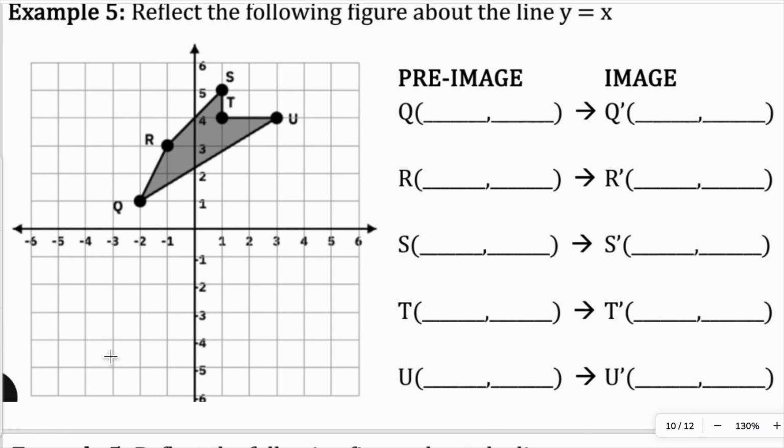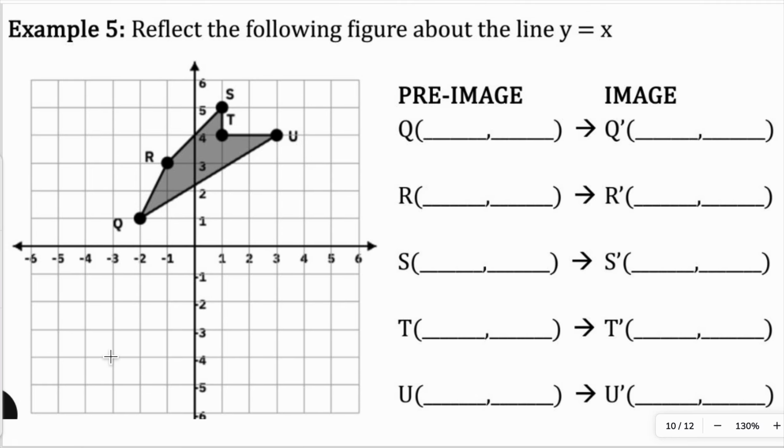Now we're going to look at reflecting about when y is equal to x. So y equals x is technically not a vertical or a horizontal line. It's going to end up being a diagonal line. That just says I need my line to go through the origin going up by a slope of 1.